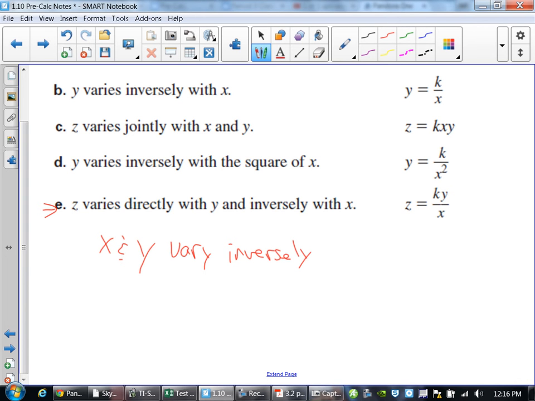Is this going to be on the test? Yeah, this is kind of how it looks.